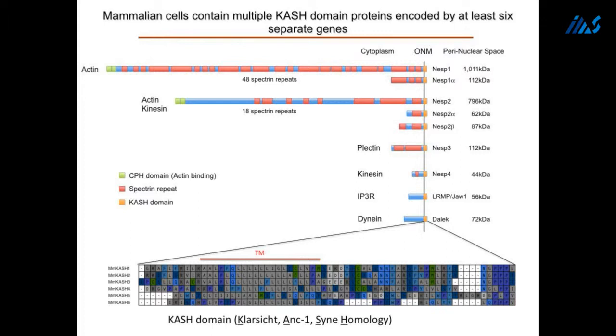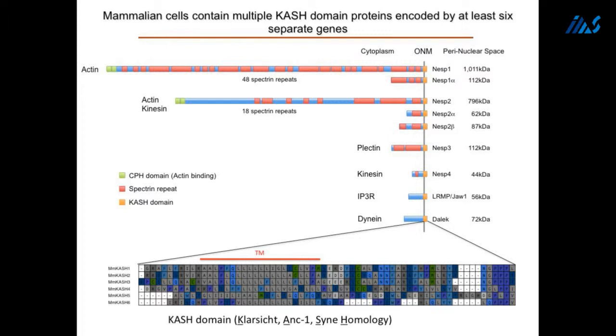It's a sequence of approximately 60 or so amino acids, contains a single transmembrane domain and a small luminal domain which pokes into the perinuclear space, so the space between the inner nuclear membrane and the outer nuclear membrane. All of the KASH domains that we know about contain this proline cluster at the carboxy terminus. Okay. So what about all of these mammalian KASH domain proteins?